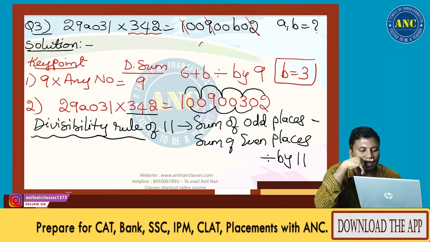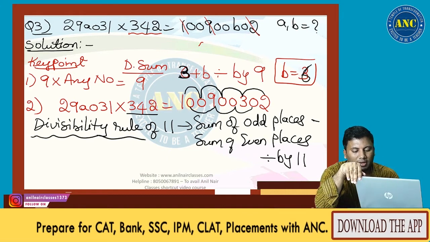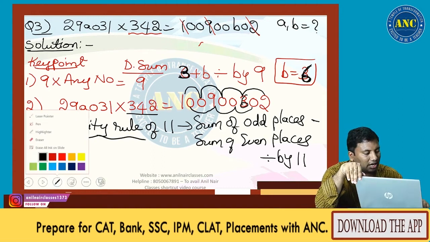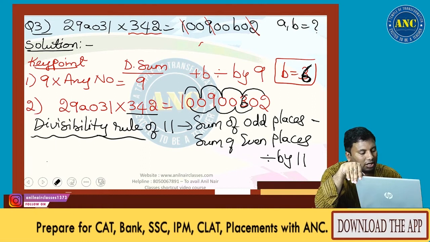Now if you see here, I think we made a mistake. 9 plus 1 plus 2, 12 plus B should be divisible by 9. 12 plus B. Why did I take 3 plus B? Here it is. 3 plus B should be divisible by 9. B value is 6. I think I made a calculation mistake. Please make a note of it.